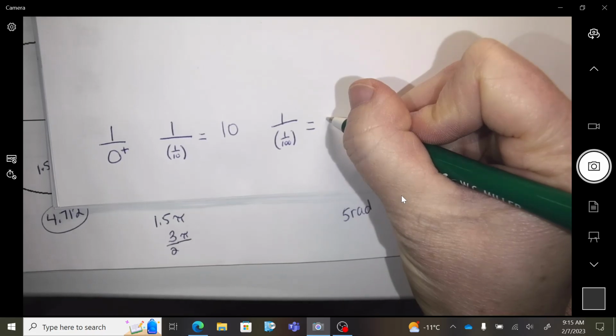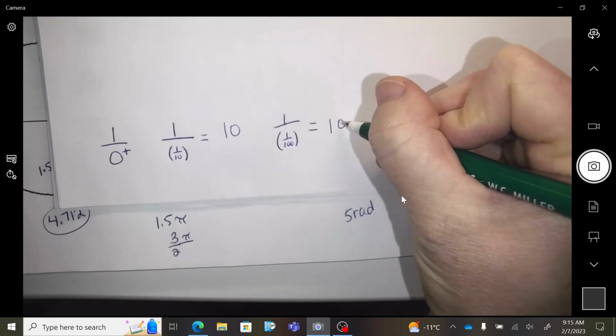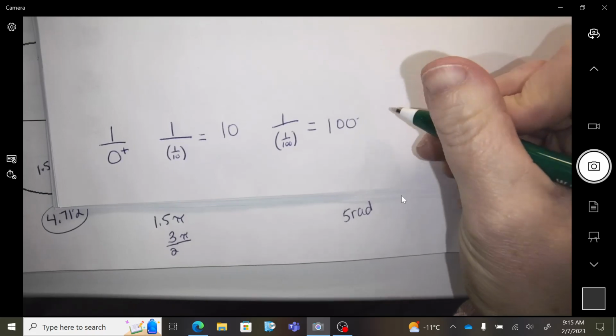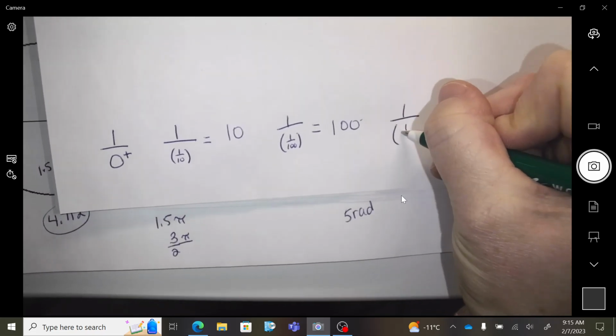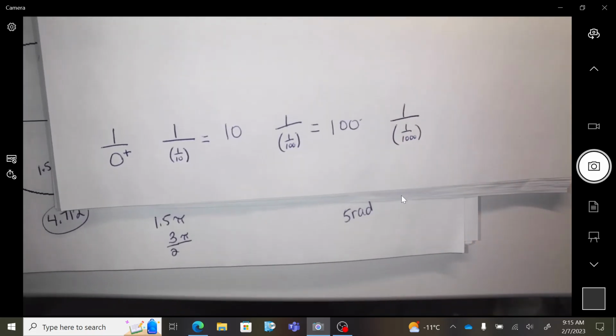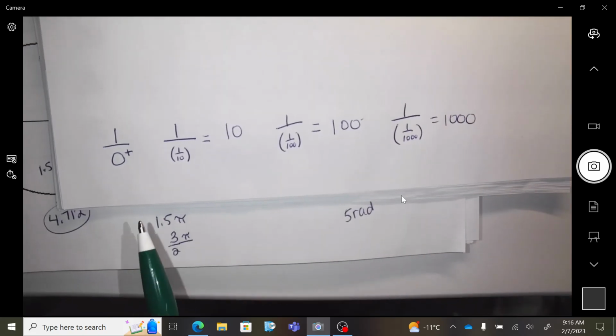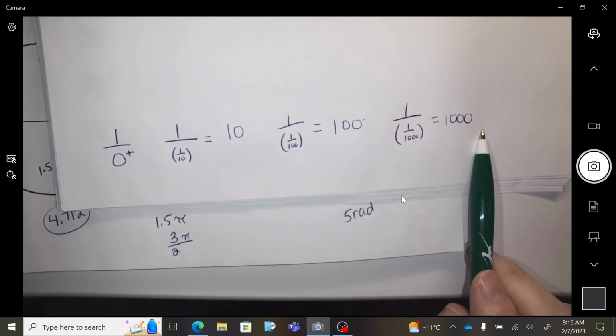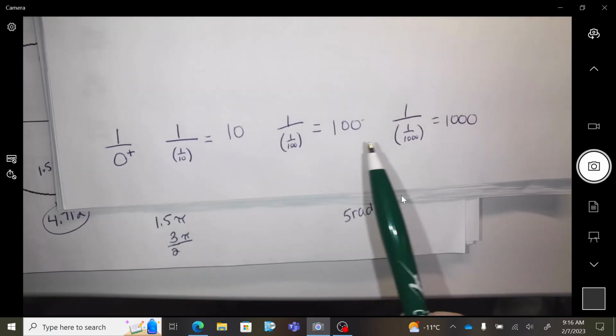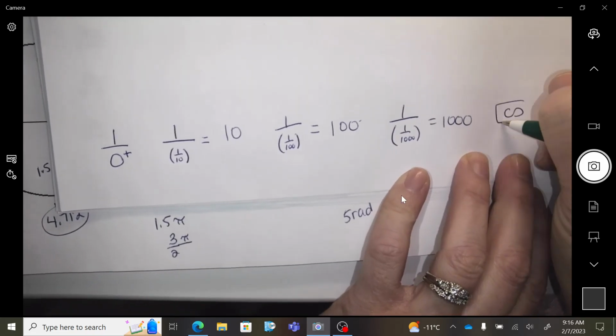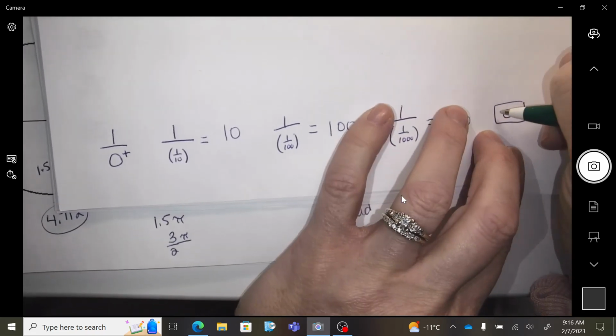What do you think happens there? 100. Do you see a pattern? What if I get even closer to 0, 1/1000? Then that turns into 1,000. What will this eventually approach? Infinity. And it's positive, right?